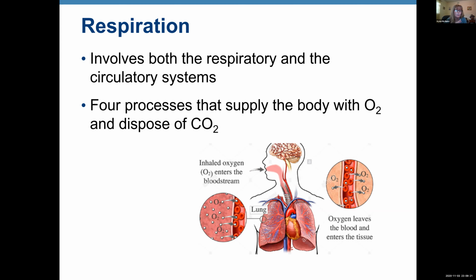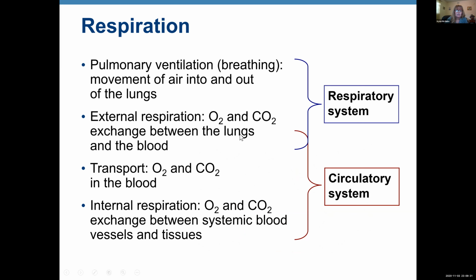It includes 4 processes. It says respiration includes 4 processes and involves both respiratory and circulatory systems. So here are these 4 processes. Pulmonary ventilation, or what we call breathing, is the movement of air into and out of the lungs. This is easy to understand: we have ventilation, air moves in, inhalation, air moves out, exhalation.